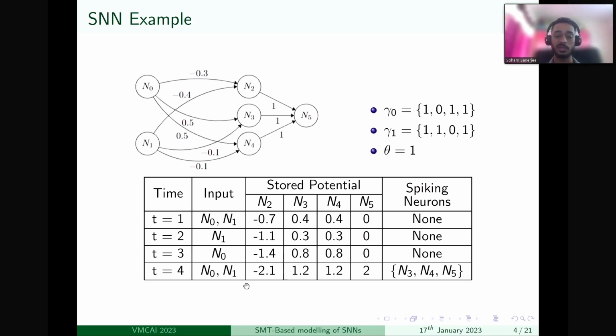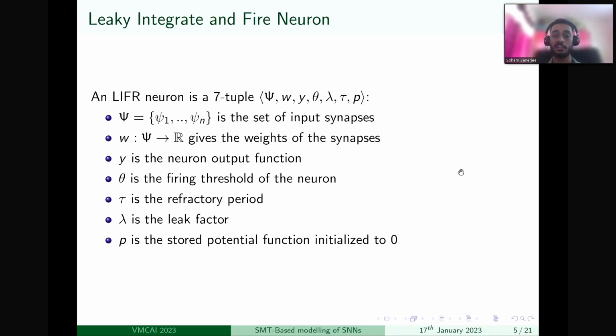And as you can see at time step 4, both N3 and N4 have crossed their potentials. And upon crossing their potentials, they have both sent out an output spike to N5, where N5 has stored the potential of 2, corresponding to the 2 synapses which have sent in an input signal. So all three N3, N4, and N5 will spike at time step 4, since they have crossed their threshold. Now, let's look at LIFR neurons.